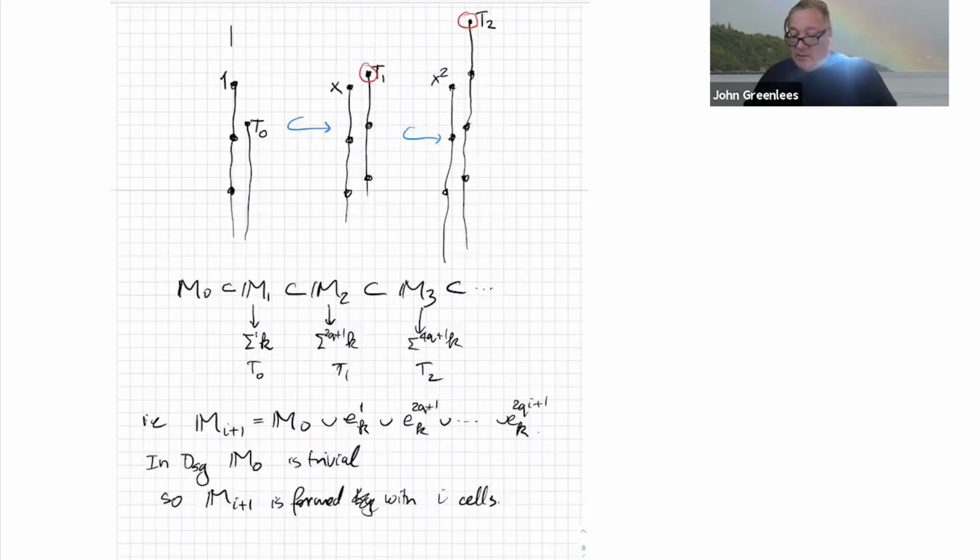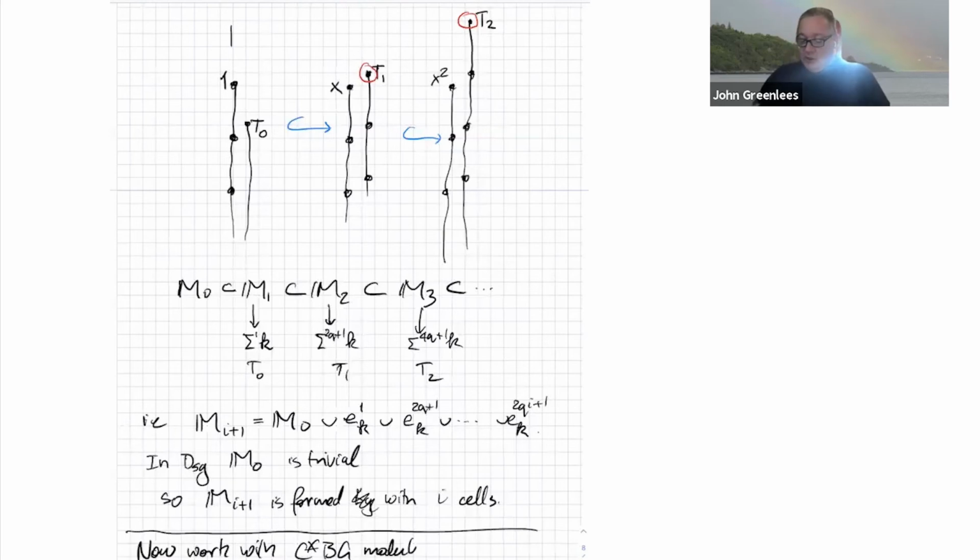Okay, so that was supposed to be a warm-up, and now I want to try and do the same thing for cochains on BG. So now work with cochains on BG modules. Now, of course, it's slightly different because cochains on BG is probably a ring spectrum. I don't really know, I haven't got elements of my objects, but I do know I want to construct objects with the cohomology, which are the Mi.